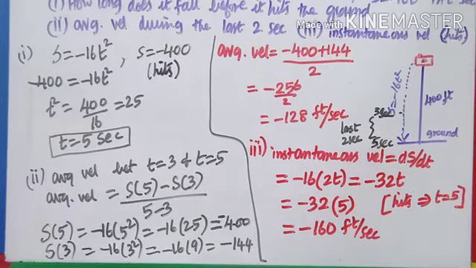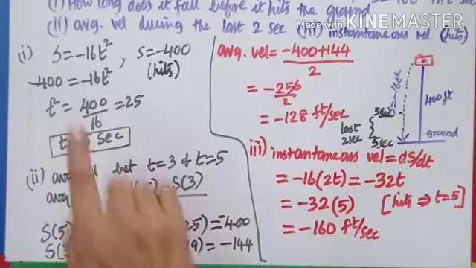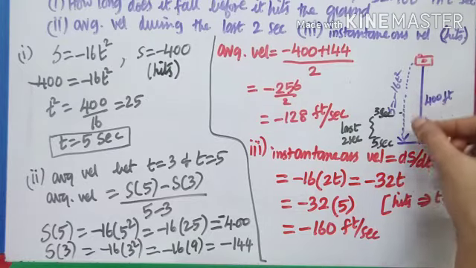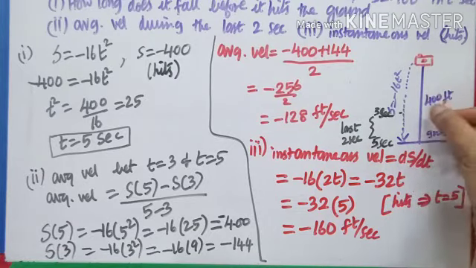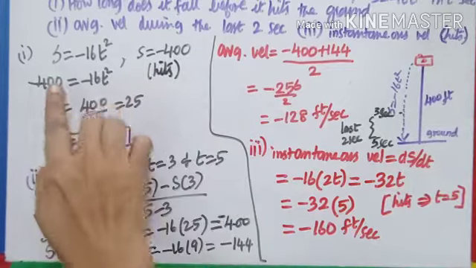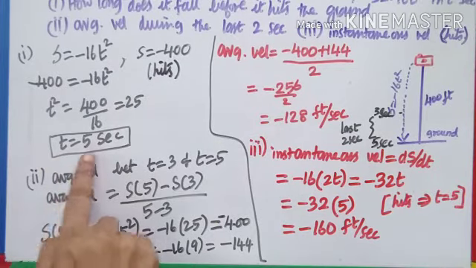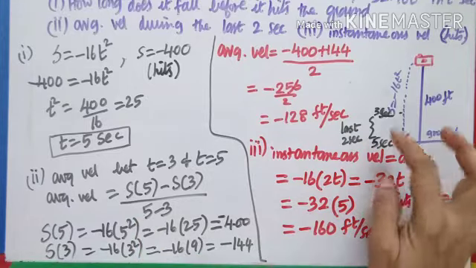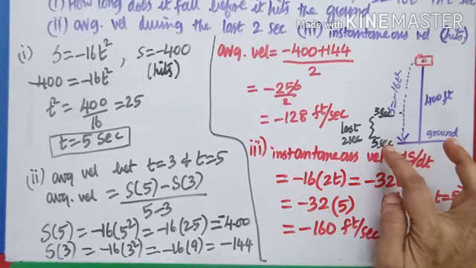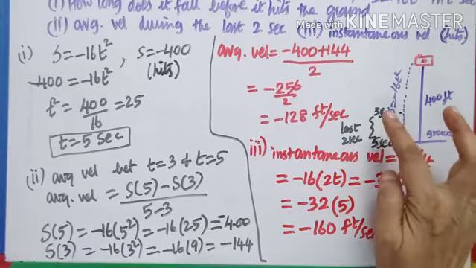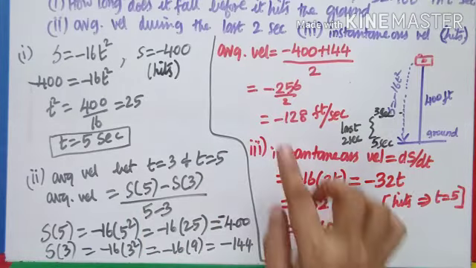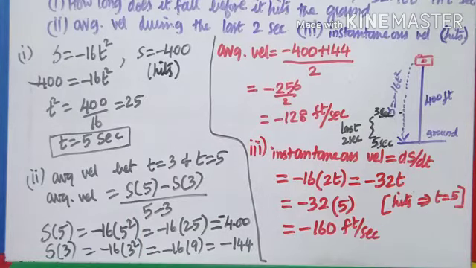We'll see the outline once again. Given s is equal to minus 16t square, when it falls down, it is 400 down. So minus 400 for s, giving t is equal to 5 seconds. Average velocity is between the last 2 seconds, that is, 5 seconds it is reaching. So last 2 seconds is 3 seconds to 5 seconds. S of 5 minus S of 3 by 5 minus 3 giving minus 128.